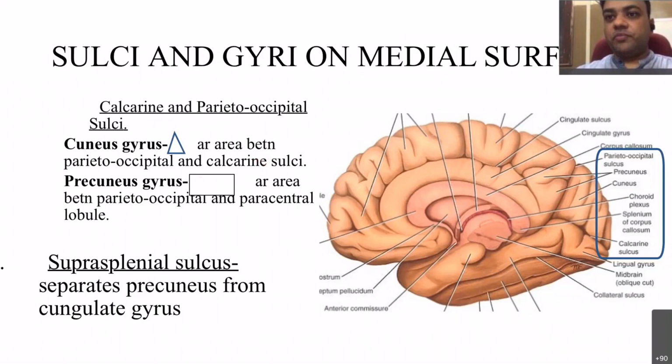I made the diagram so you can understand, or quadrilateral. This is precuneus. Cuneus, precuneus means anterior to cuneus.